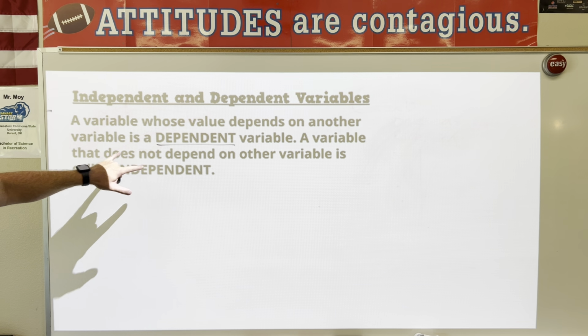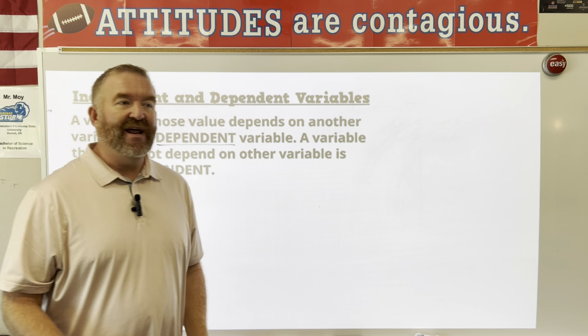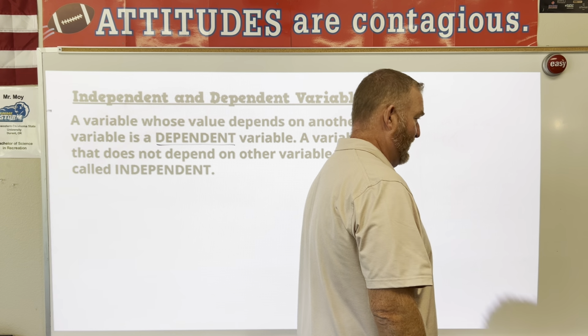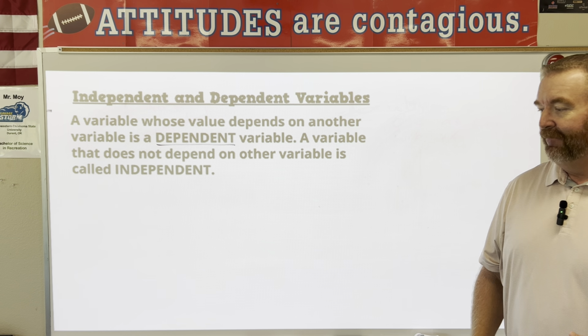A variable that does not depend on another variable is called independent. Independent means you can kind of do whatever you want. I'm 18 years old, I can do what I want. Okay, that's exactly right.